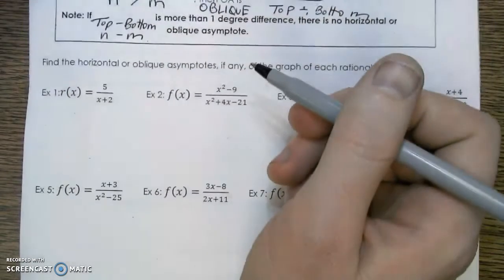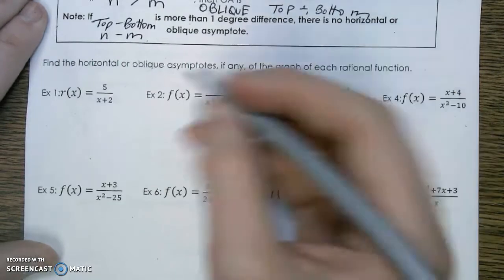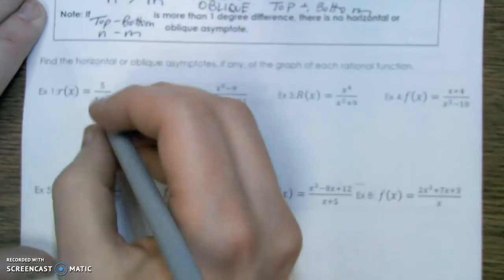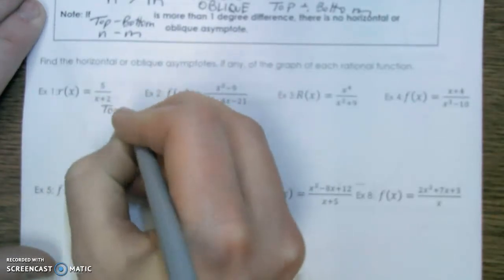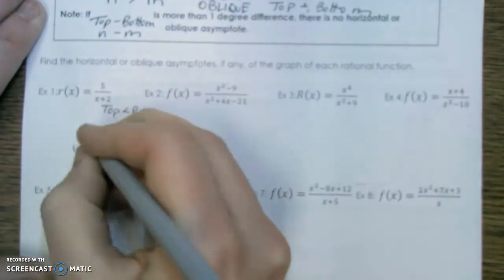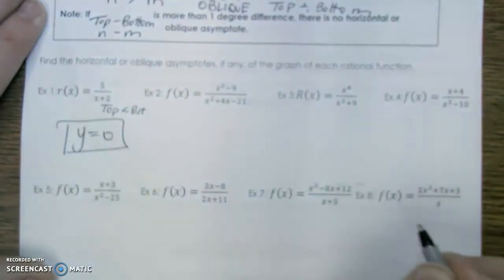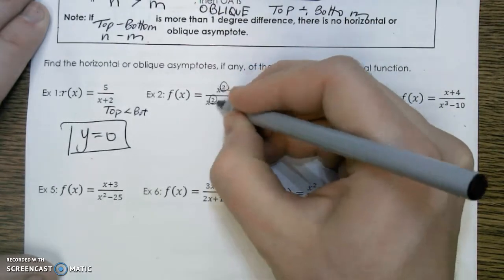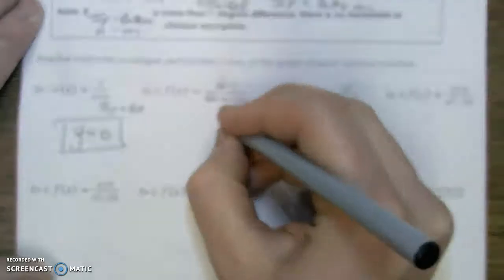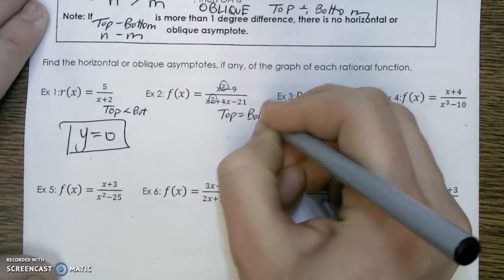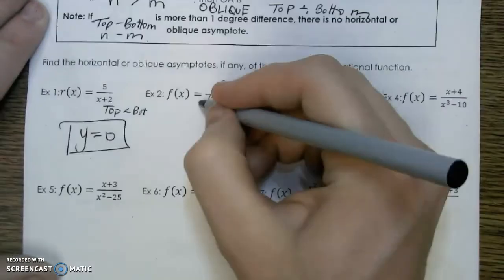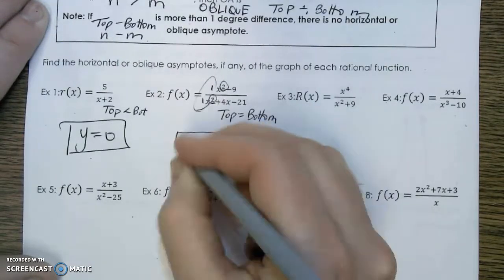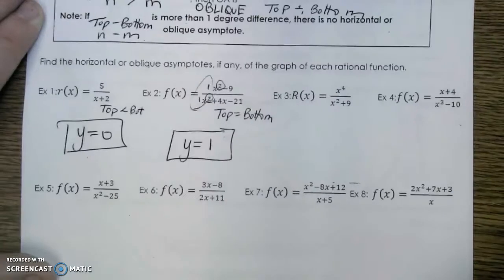So let's look at these. So here my top degree is 0 and my bottom degree is 1. So here the top is less than the bottom. And that means the horizontal asymptote is at y equals 0. If we look at these degrees, squared and squared, the n and the m are equal. The top equals the bottom. And so if that's the case, then it's your leading coefficients, and there are 1s in front of these x's. So y equals 1 is your horizontal asymptote.